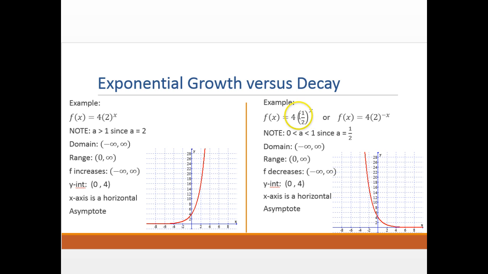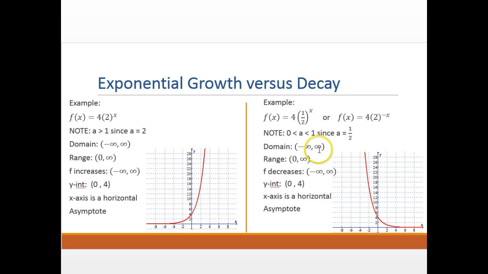I also want to point something out real quick. 1/2 can be written as 2 to the negative 1 power. So if I look at this function, I can write 4 times 1/2 to the x power as 4 times 2 to the negative x. So when you see something like this, these two are equivalent. If I have a number between 0 and 1 and a positive x up here, it's decay. If I have a number greater than 1 with a negative x, it's also decay.